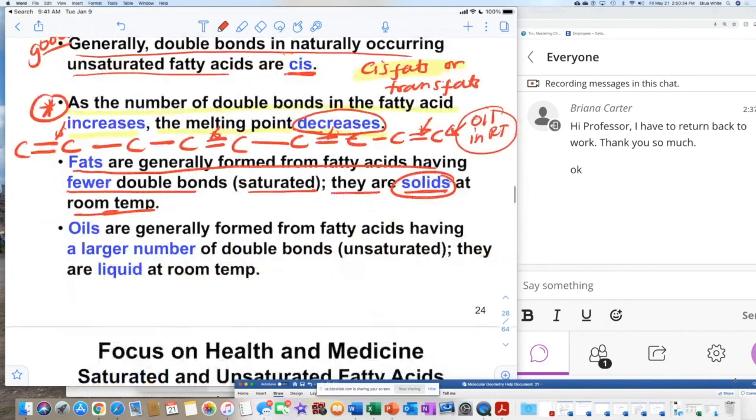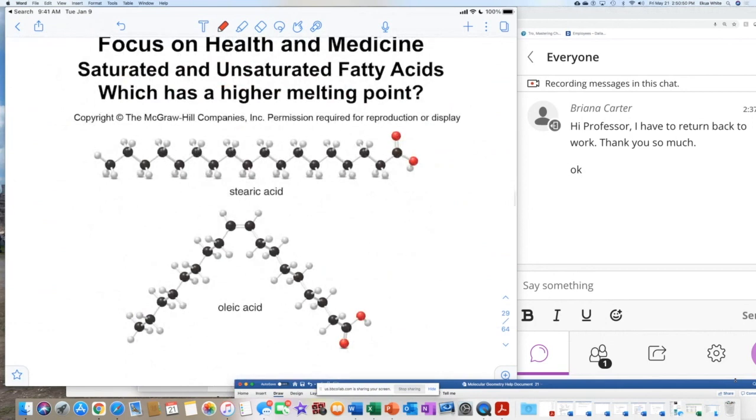Okay? Oils are generally formed from fatty acids having a large number, they're saying over and over again, right, of double bonds. Nobody's paying. This is not advertising. This is just education. Large number of double bonds, unsaturated, and these are liquid at room temperature. So we're still focusing on health. So why exactly is it bad for you though?